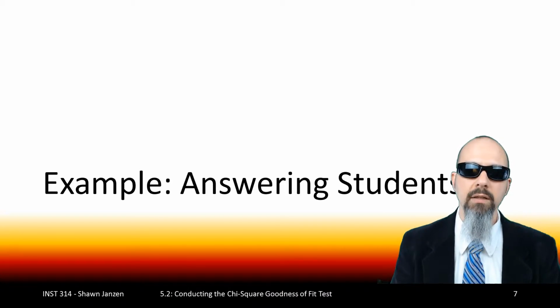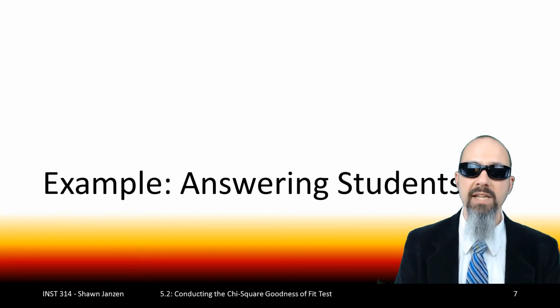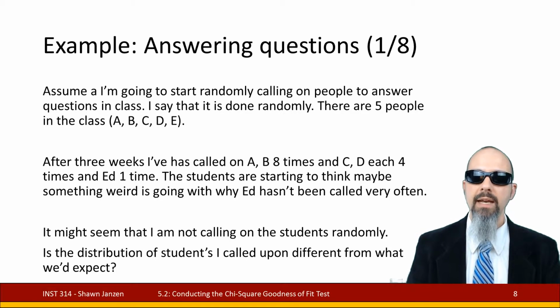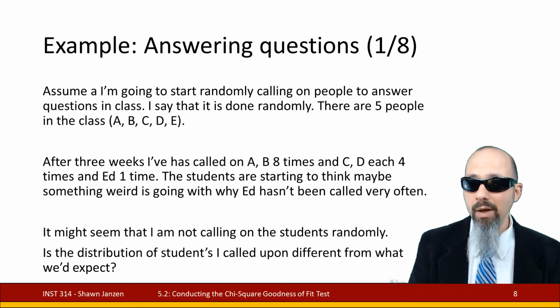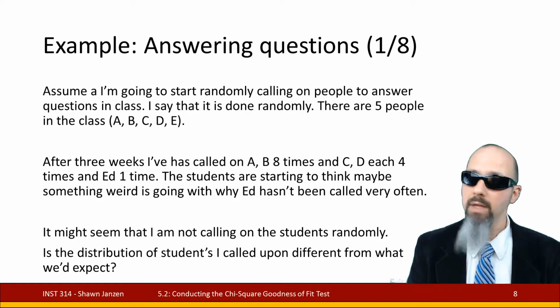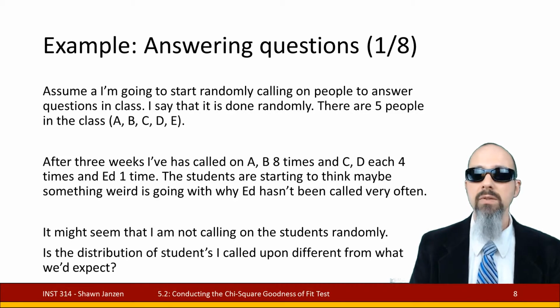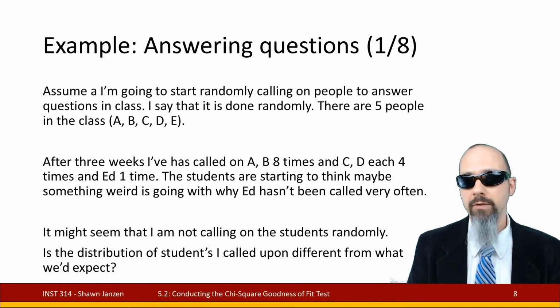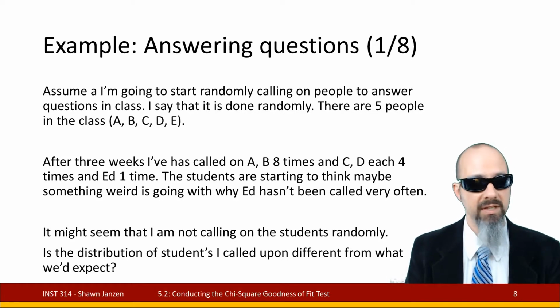So let's go ahead and take a look at how this might work with an example on answering students. We're going to pretend that we're in a classroom setup, and I start randomly calling on people to answer questions in class, kind of like how I already do. And I tell everybody that my choices to choose them are random. There's only 5 people in the class, and those students are called A, B, C, D, and E. Now, that's short for their full names, but we're just going to call them A, B, C, D, and E.